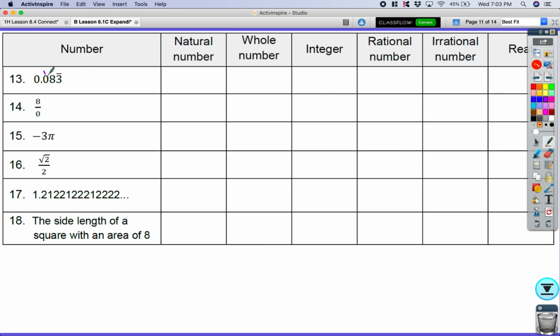So now let's look at this. This is a decimal that repeats. It goes on forever. So remember, this would be then a rational number and a real number.